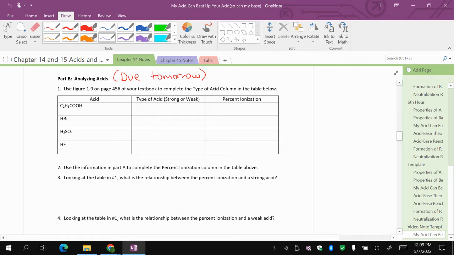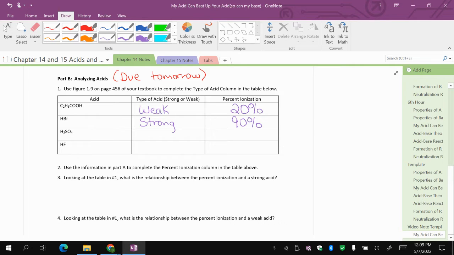The first, and you had to use your textbook. The first acid we looked at was a weak acid. It had low ionization, only 20%. The next Petri dish we looked at was a strong acid. It had 90% ionization, very few acid molecules in solution, lots of ions in solution.